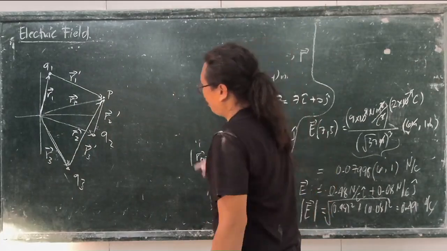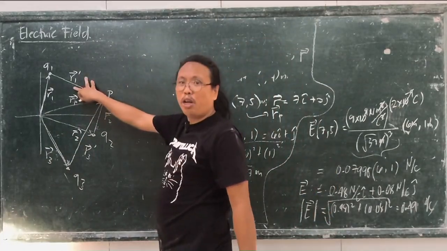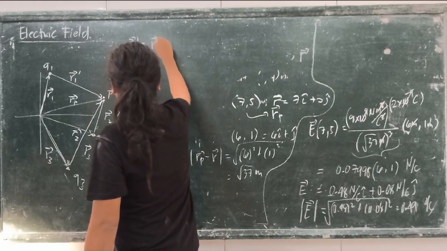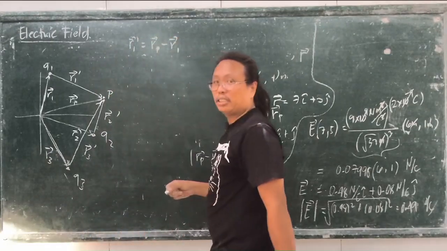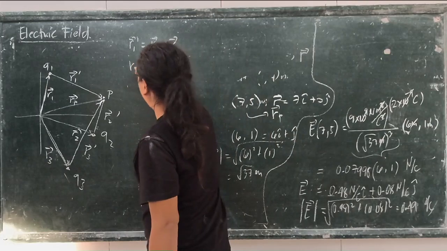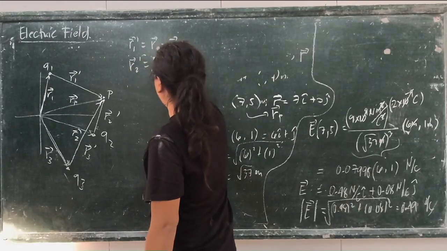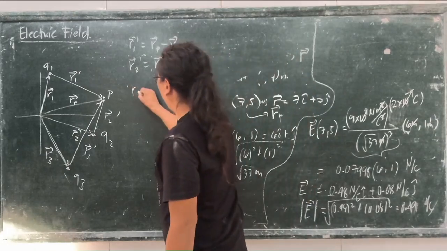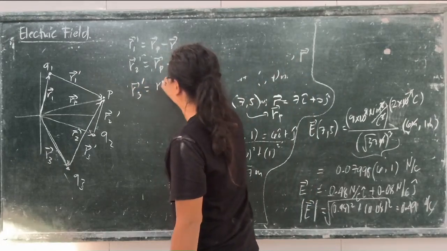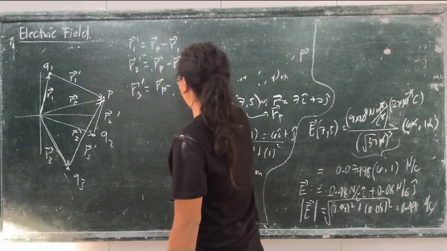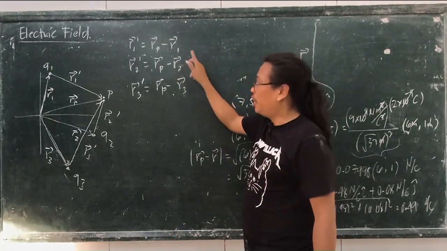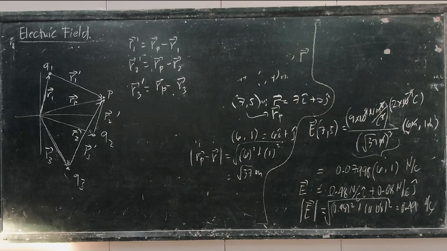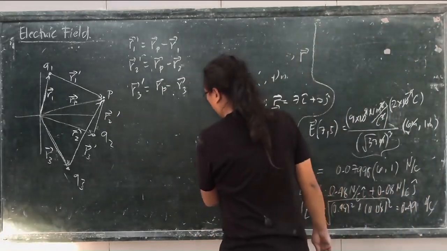Of course, we know the formula for this. R1 prime is just RP minus R1, R2 prime would be RP minus R2, and R3 prime would be RP minus R3. Now, R1 is the location of charge 1, R2 is the location of charge 2, and R3 is the location of charge 3.